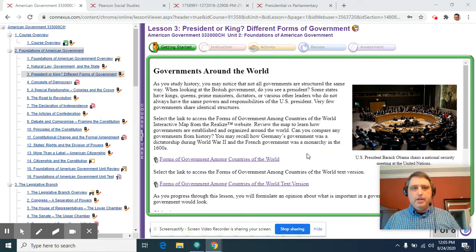Specifically, we're going to talk about different forms of government. How do different countries set up their governments? What are the commonalities and what are the differences? And so we're going to explore that a little bit.